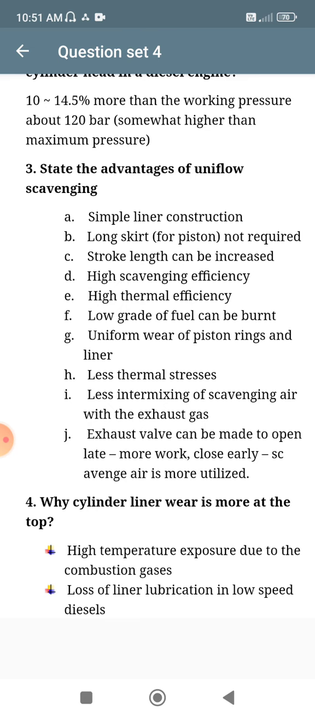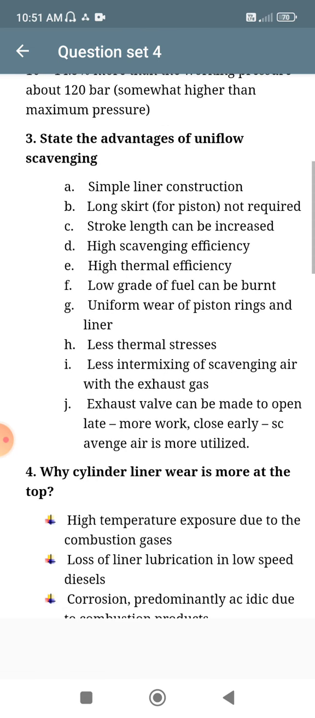That means simple liner construction, long skirt for piston is not required, stroke length can be increased, high scavenging efficiency, high thermal efficiency, low grade of fuel can be burnt, uniform wear of piston ring and liner, less thermal stress, less intermixing of scavenge air with exhaust gas. Exhaust valve can be made to open late, that means more work, and close early, so that more scavenge air is utilized.